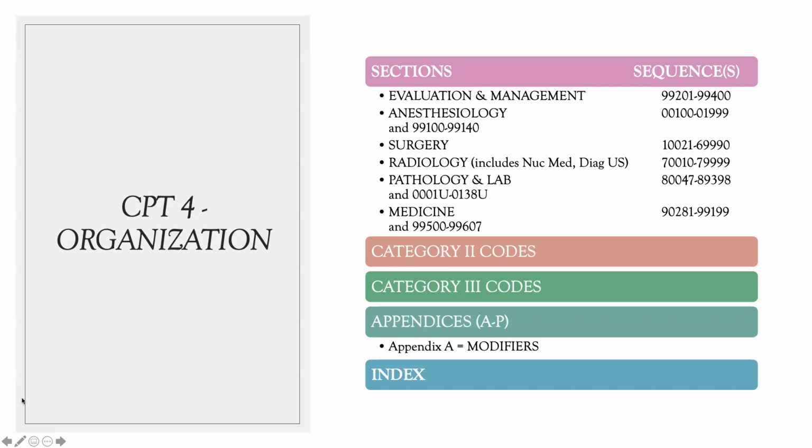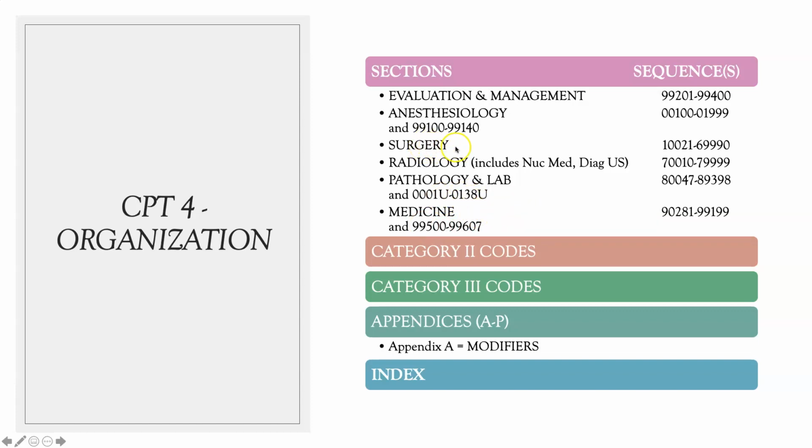The next one is an itty bitty section for anesthesiology. You'll notice, if you're looking at your screen, I'm circling with my mouse, there are anesthesia codes in the 00100 through 01999 range, and notice this, 99100 through 99140. So there's a handful of codes in a separate spot. You just want to be aware that anesthesiology, pathology and lab, and medicine are the ones that have breaks in them. You may find yourself noticing that.